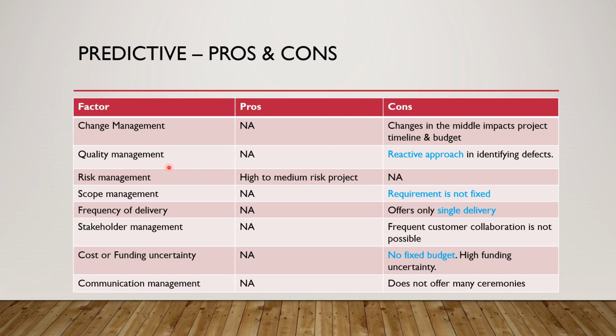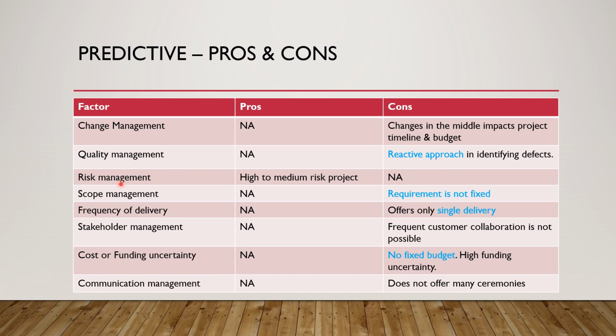The next is quality management. Our organization is known for delivering a quality product to our customers, and the nature of the project we have is likely to have many changes, which means there has to be simultaneous testing done with the development. In general, the predictive model has the waterfall sequence, meaning the complete testing is done only after the complete development is done as a prerequisite. Therefore, it is reactive in terms of identifying defects, which is again on the downside.